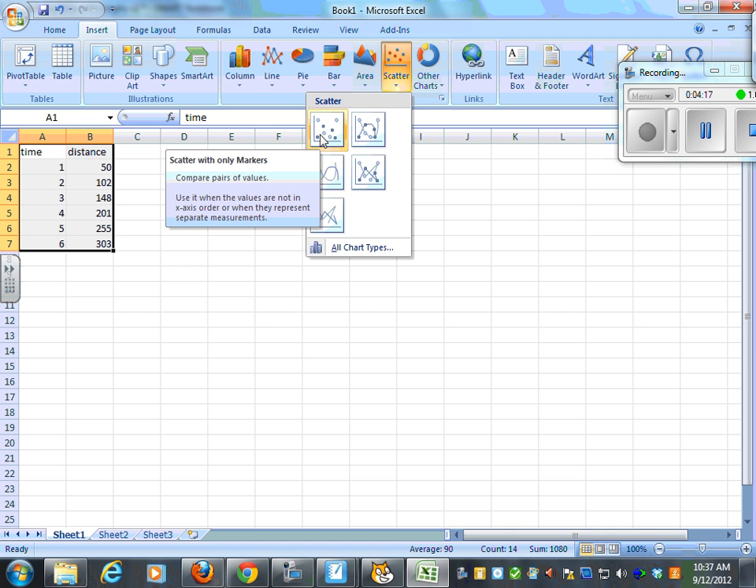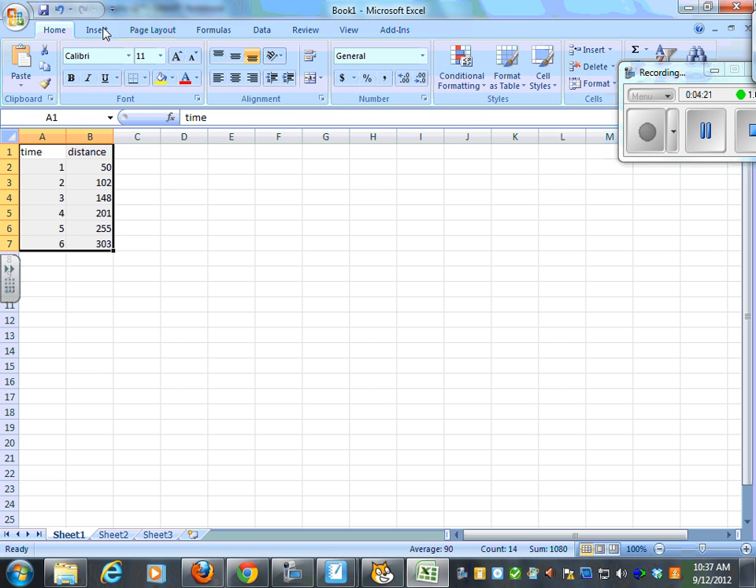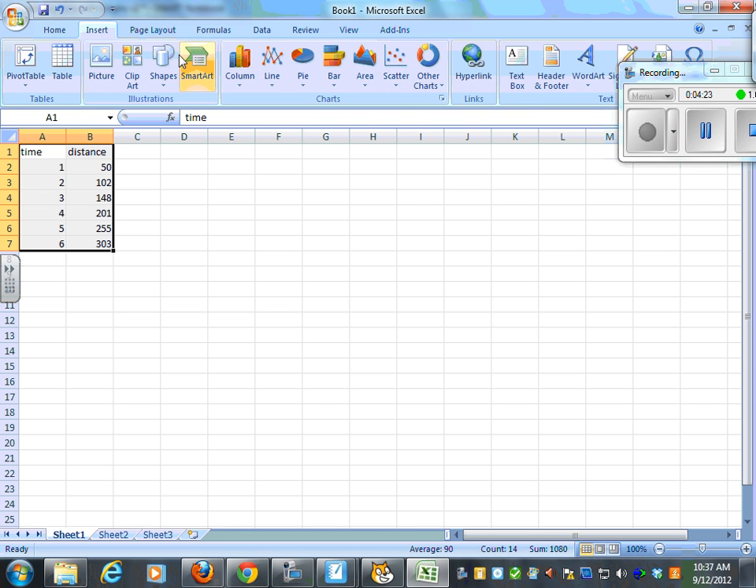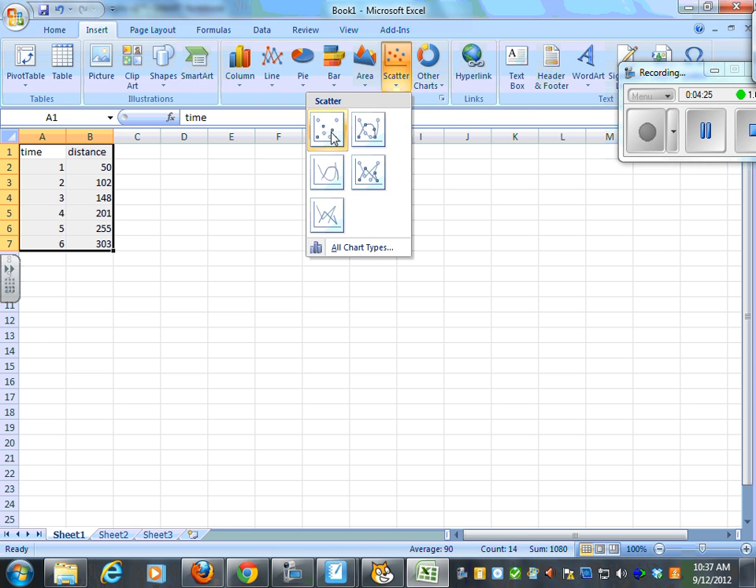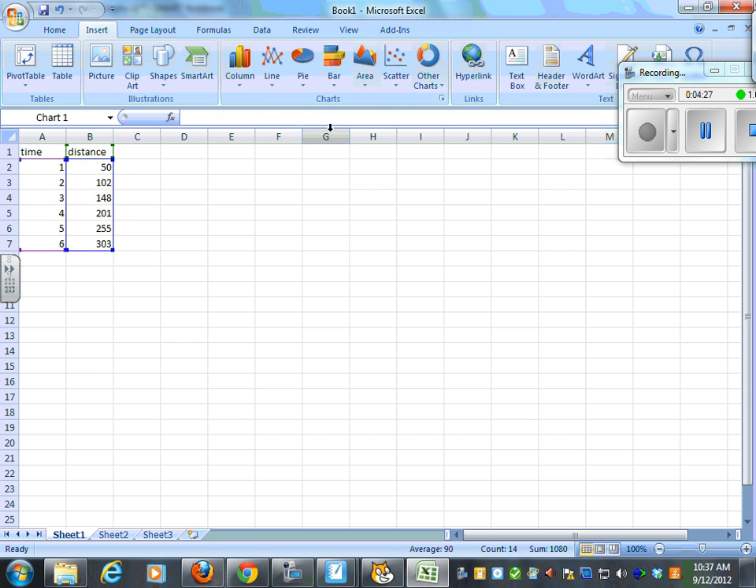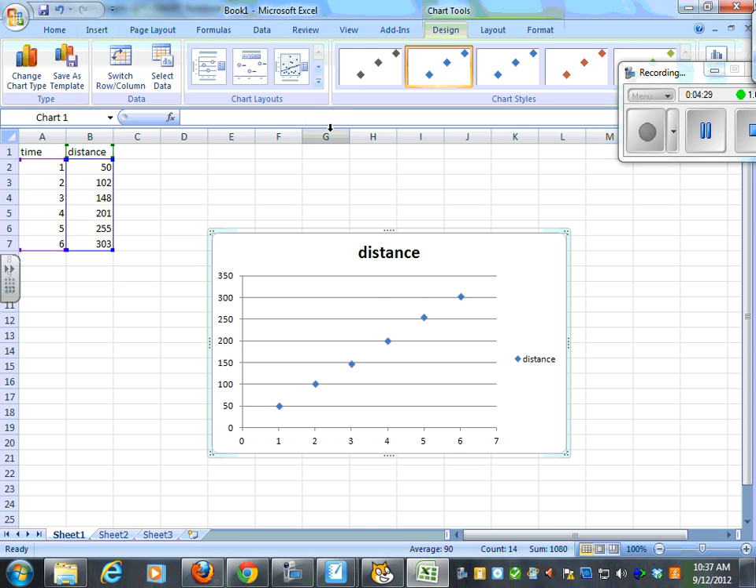Okay, so insert tab. You're at the home page here, go insert. Scatter. That one right there. Just as we predicted. And there you go. There's your scatter plot. Okay? There's your scatter plot.